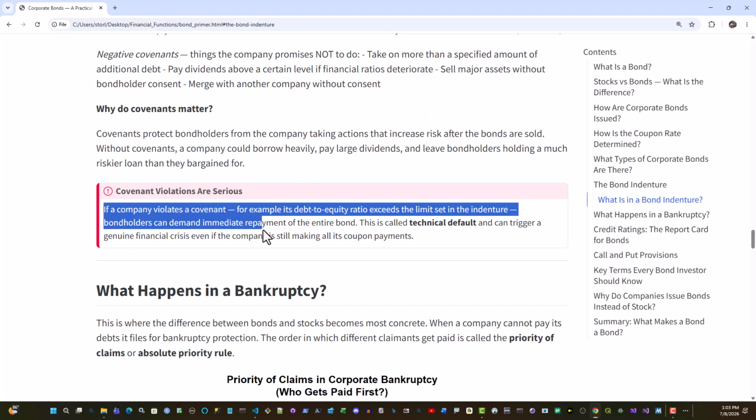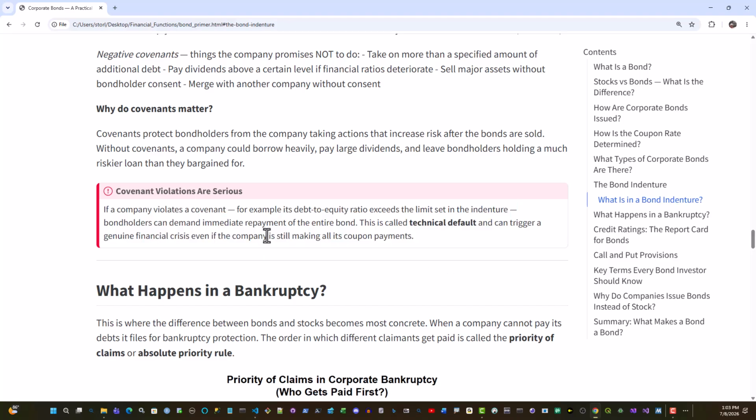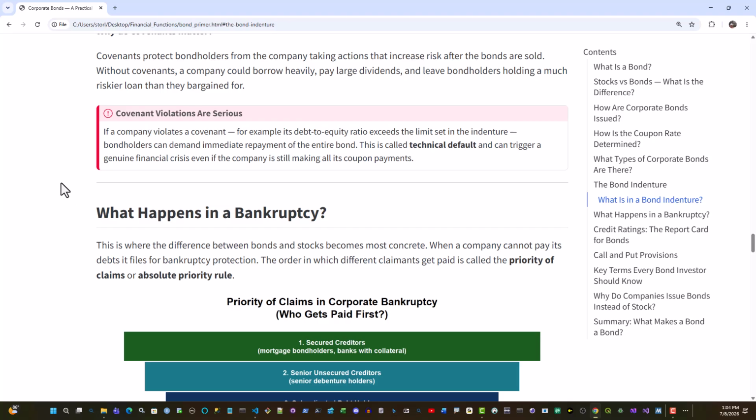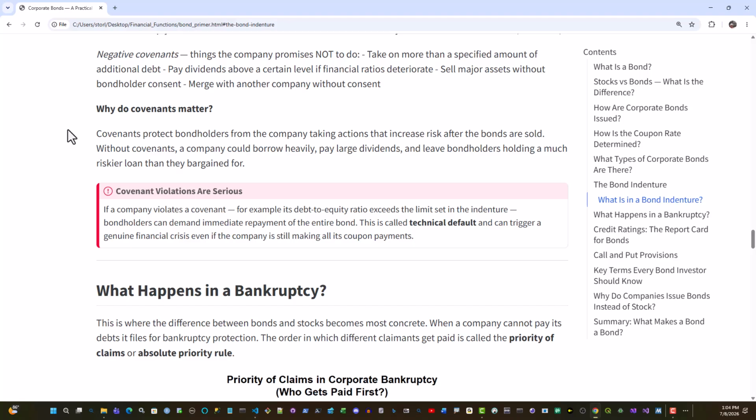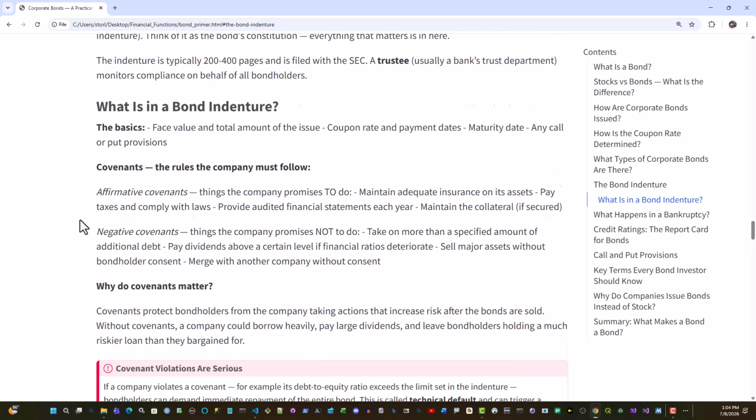It's also very serious stuff, because if they break their promise, they can get into technical default, and it could trigger a financial crisis, even if the company still makes good on their coupon payments, because the bondholders can demand immediate repayment of the entire bonds. So that will cause a lot of stress to the company, obviously. Therefore, it's very important that they follow the contractual agreements that they set forth inside this bond indenture.